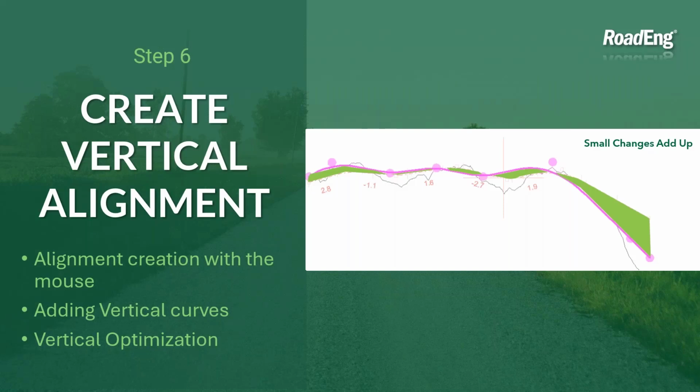From there, I'm going to go back into the software. We're going to talk about creating vertical alignments. Matt's going to show you all these fun things, including what vertical optimization can do after he designs it manually. With that, Matt, coming back your way.